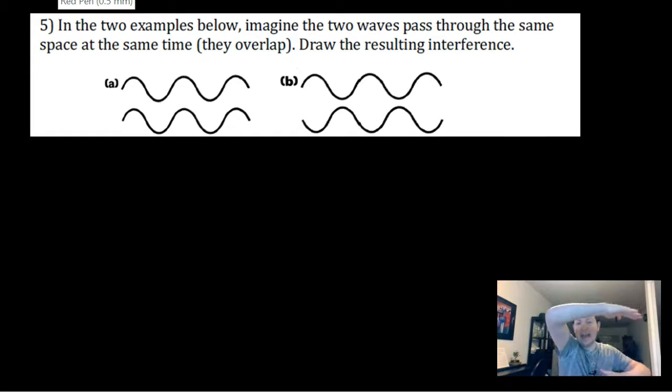Like, let's look at A. I have this wave at the top, I have this wave at the bottom. For A and B, it's kind of tough to visualize, but pretend like you're overlapping them. Pretend like you're cutting them out, and then you're putting them right on top. And then what would the result be?